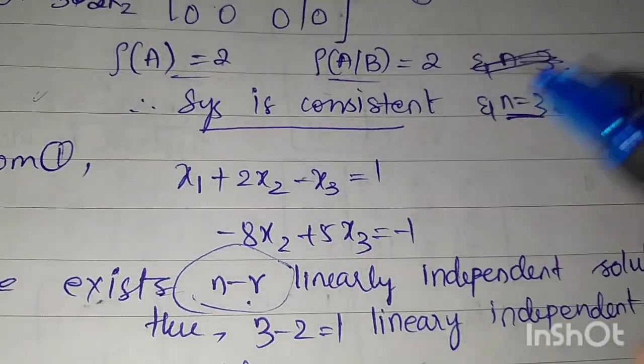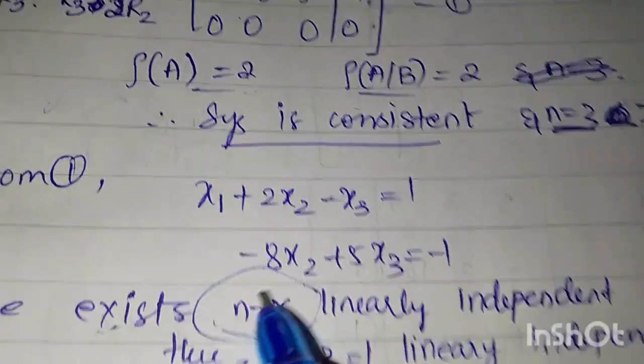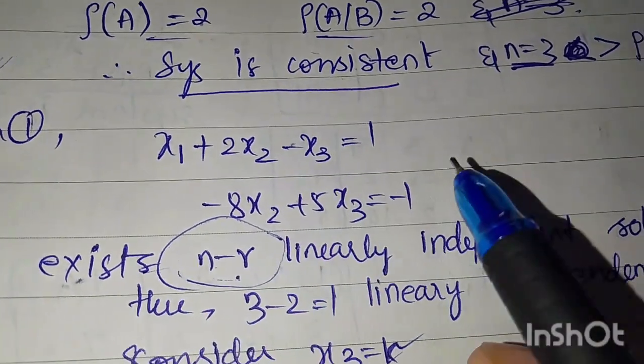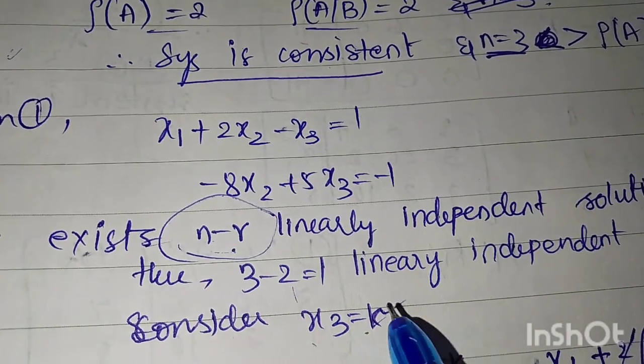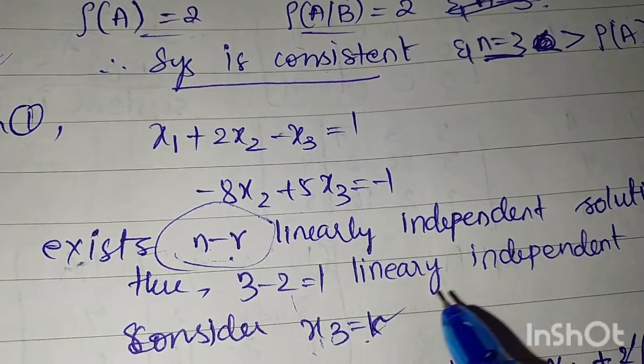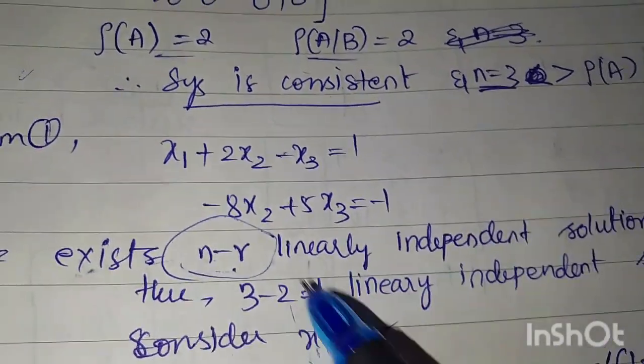Now, the trick here is n minus r. n minus r is 1. That means you have to take one variable as k. If n minus r is 2, you have to take any two variables as k1 and k2. Here n minus r is 1, so I'm taking x1 or x2, x3, any of your wish. You have to take k and you have to put it.